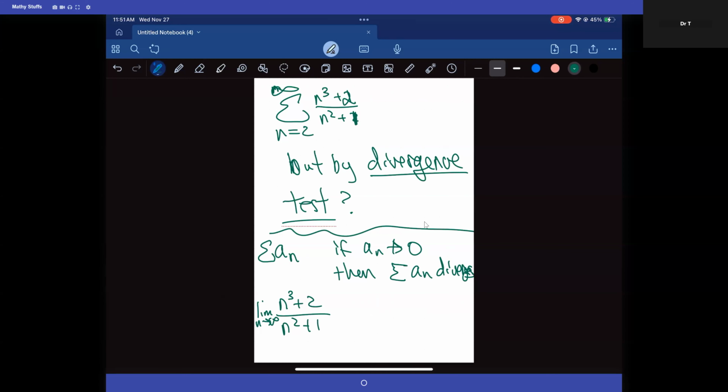So you could divide the top and the bottom by n squared. And let's just do it both ways. Okay. So this is the limit as n goes to infinity. Top divided by n squared is n plus 2 over n squared. Bottom divided by n squared is 1 plus 1 over n squared.